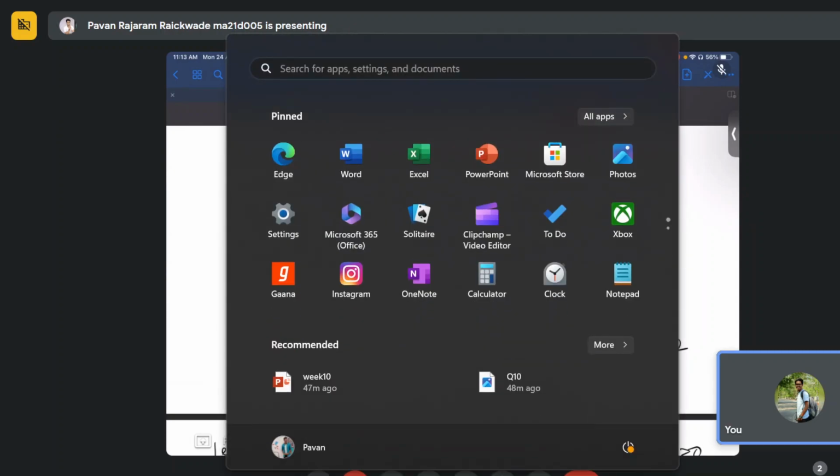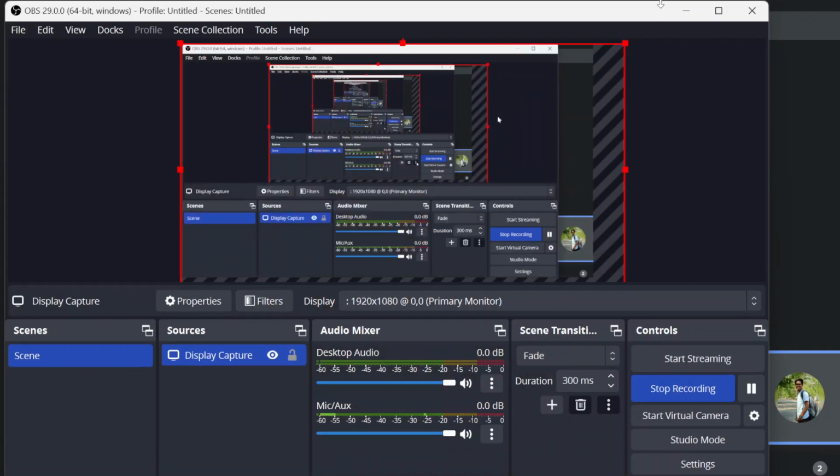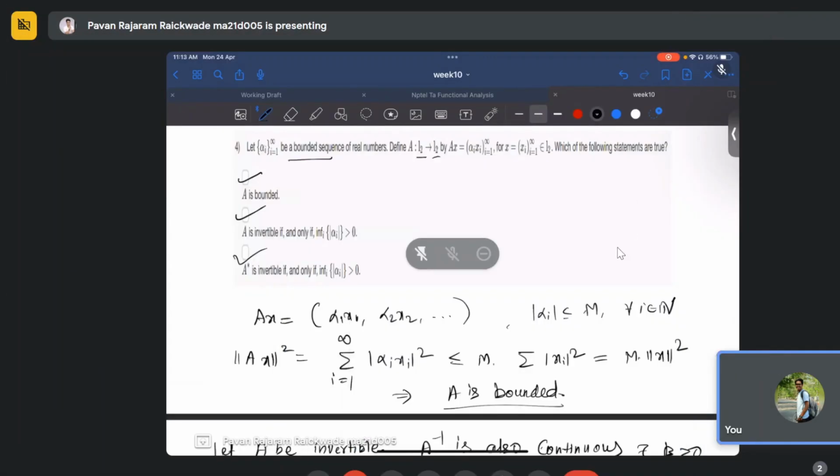Okay, let's see. Yeah, it's working. Sometimes it just stops working, so I have to check again and again. Otherwise, I'll just keep on doing the session and there's no recording.